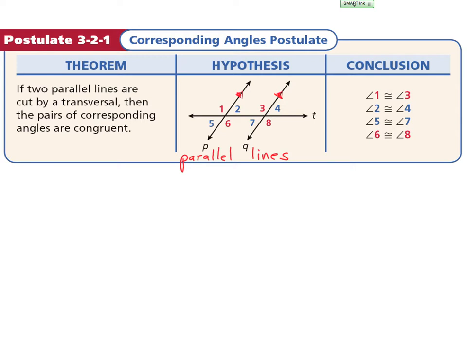So the corresponding angles are congruent. So notice there's a lot of possible conclusions. We could conclude angle 1 congruent to 3, 2 to 4, 5 to 7, 6 to 8. Not just that they are corresponding, but they are actually congruent. I have a few examples before the other theorems, but we'll use that same picture for the hypothesis and the others.